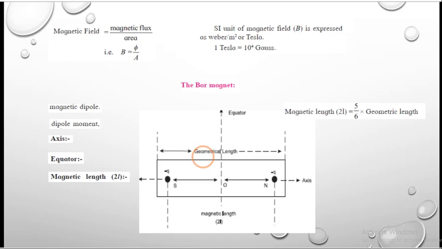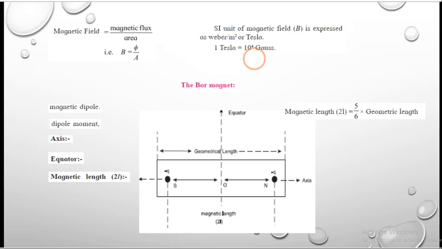Therefore, magnetic field can be represented as magnetic flux per unit area. The symbol for flux is phi. So B is equal to phi divided by A. For phi, the unit is Weber. For area, it's meter squared. Therefore, the SI unit of magnetic field is Weber per meter squared. We call it a Tesla. The relation between Tesla and Gauss is given by 1 Tesla is equal to 10 raised to 4 Gauss.